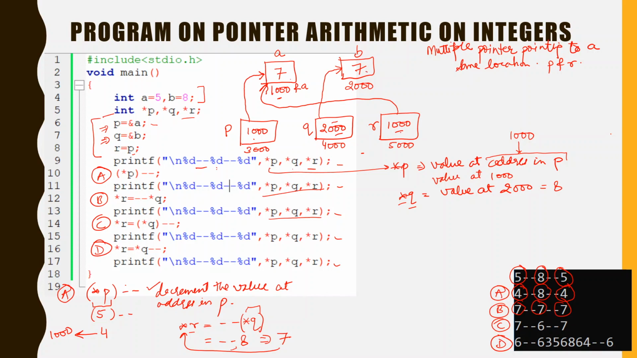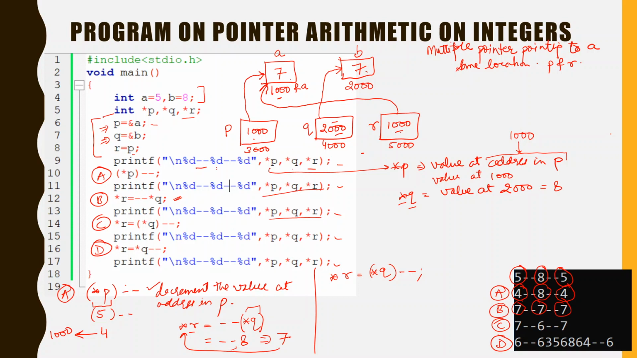Right, next is to run statement number C, that is pointer R equals pointer Q minus minus. Now understanding this would be a different thing. We saw that in the pre-increment operator we don't require the parenthesis specifically.